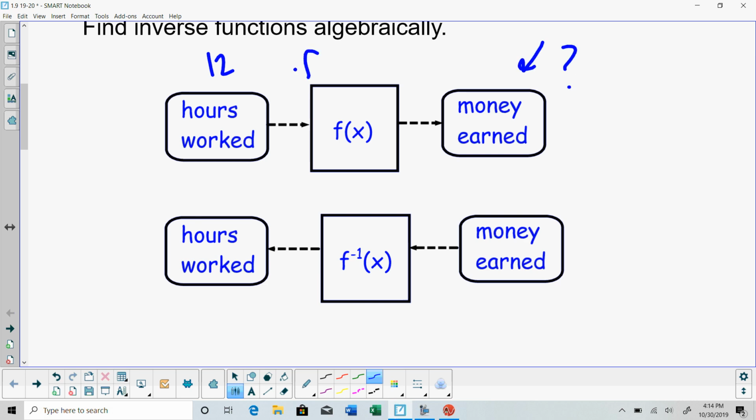Well, if I earn $10 an hour, hopefully you understand that that function would be: take the number of hours that you worked, and let's say we're going to enter x for the hours that we work. Then the output would be 10 times x, the money that we earn. That's if the pay is $10 an hour.